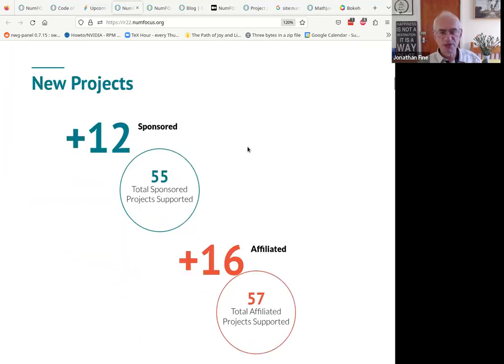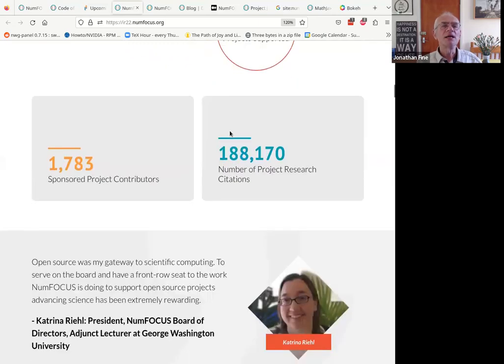Now they have sponsored projects and affiliated projects. I'm not sure what the difference is. MathJax is a sponsored project. So they now have 55 sponsored projects, of which 12 have been added this year, and 57 affiliated. I guess affiliated is more loosely connected. And there are 16 new ones this year. And I don't know how the contributors are calculated and the research citations are calculated, but these people are PyData and they should be getting these numbers, right?